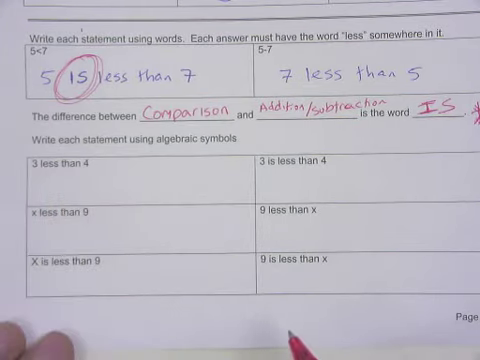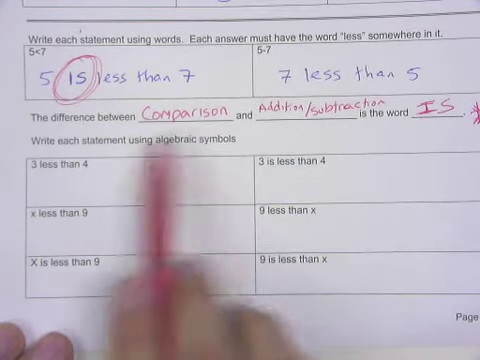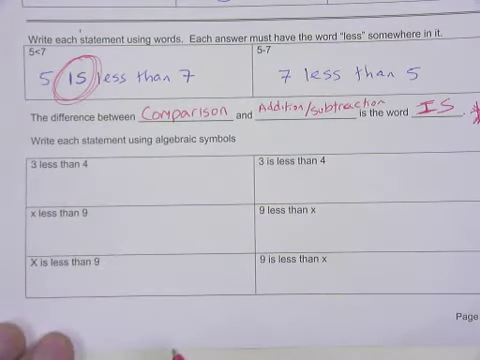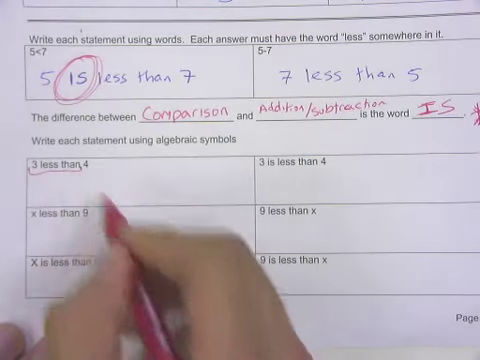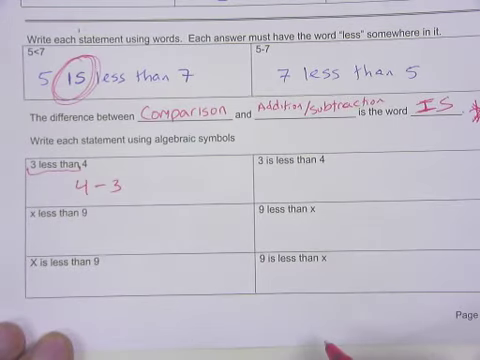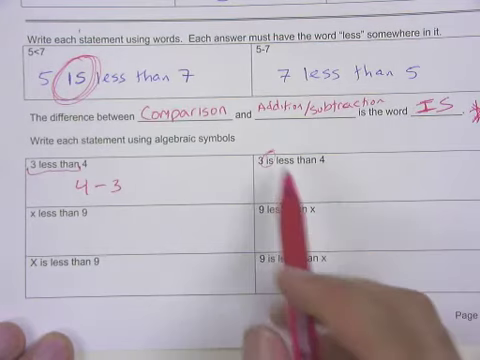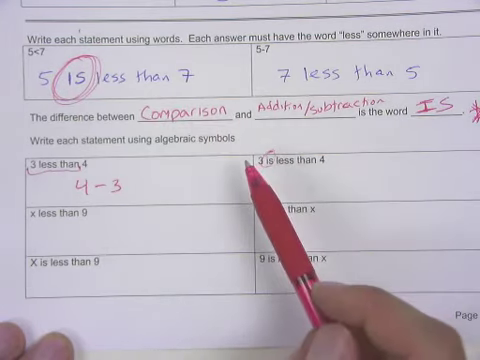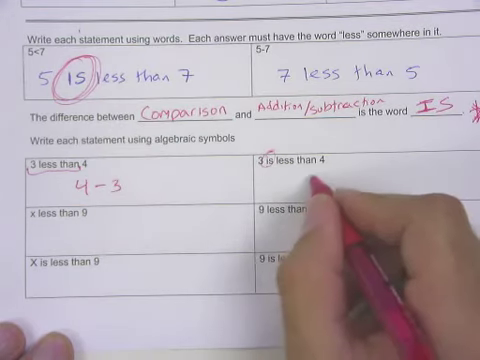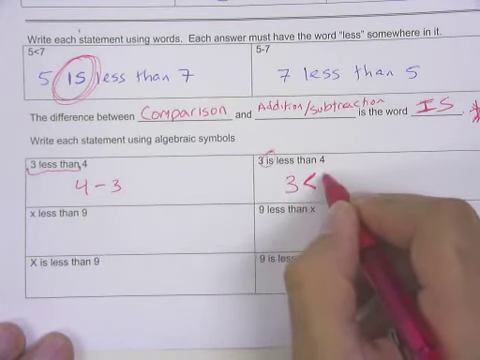3 less than 4. Is this a comparison or is this a subtraction? Well, we don't see the word is, so it's going to be a subtraction. Is it going to be 3 minus 4 or 4 minus 3? It's 3 less than, which means we're subtracting 3 from something. So this is going to be 4 minus 3. Here we have 3 is less than 4. So now are we talking about a comparison or a subtraction? Well, here because of the word is, we're talking about a comparison. So we're going to use that comparison operator of is less than. And we've got 3 is less than 4.